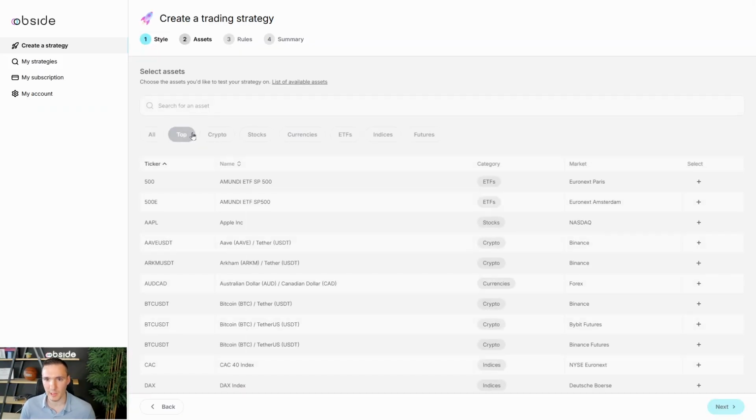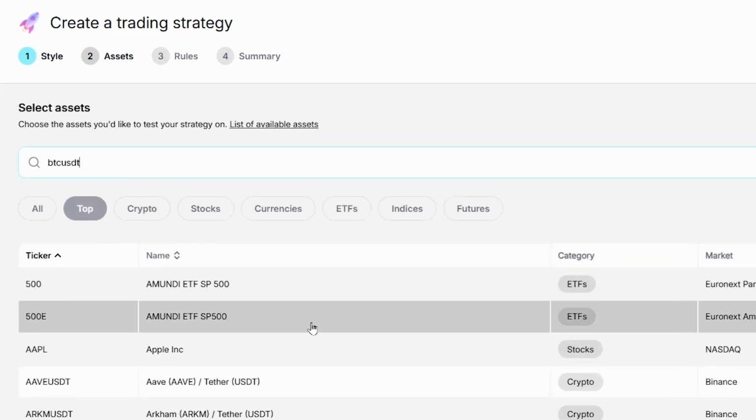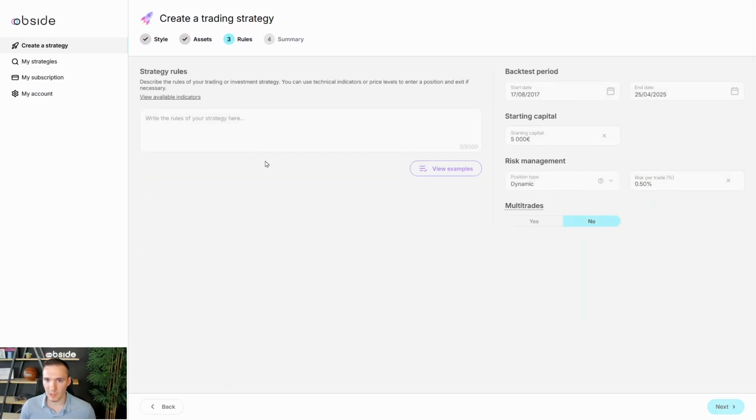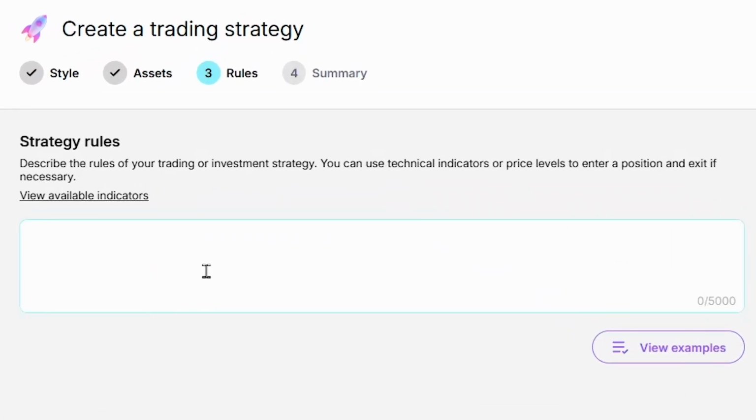So I'll recreate a trading strategy, again on Bitcoin, and our rules will also be simple and only based on the Beep Boop. So I'll just say on the one-day chart, buy when the Beep Boop is green, and we will sell when the Beep Boop is red.